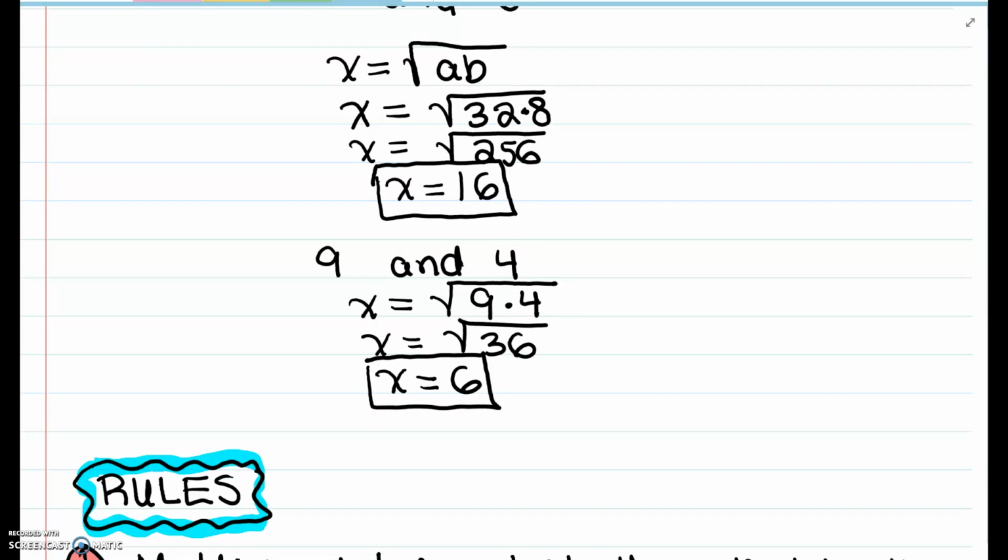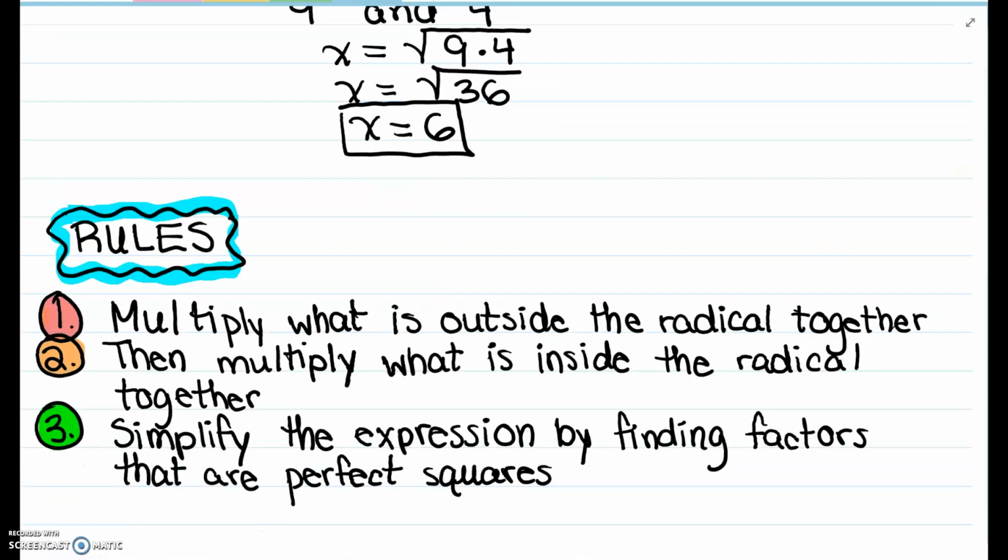We will also have problems that do not contain a perfect square, so you need to find factors that are a perfect square. In order to complete these problems, we have to know how to multiply radicals. Here are some rules. First, multiply what's outside the radical together. Then, multiply what is inside the radical together. Simplify the expression by finding factors that are perfect squares. Let us try some examples.